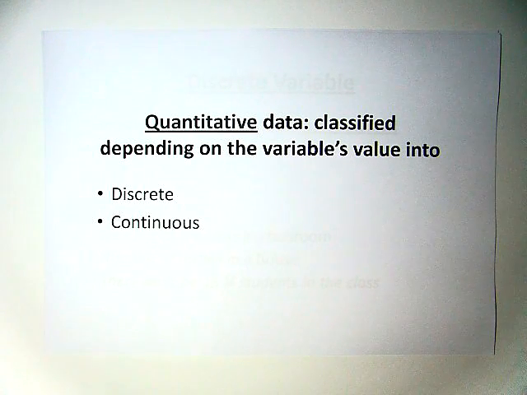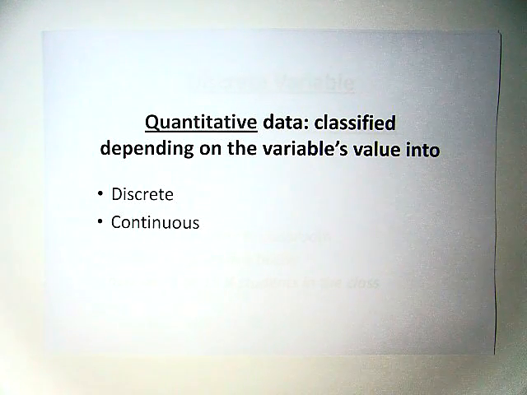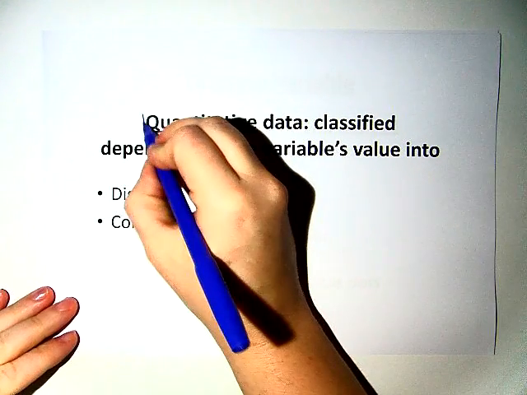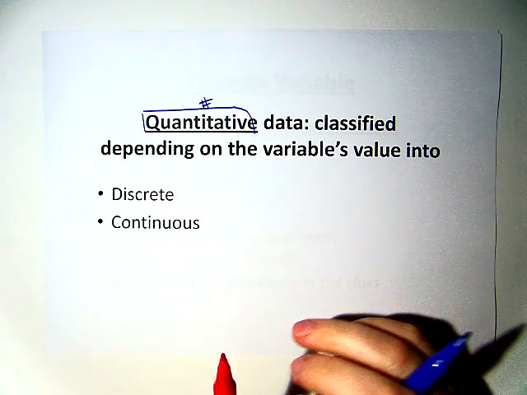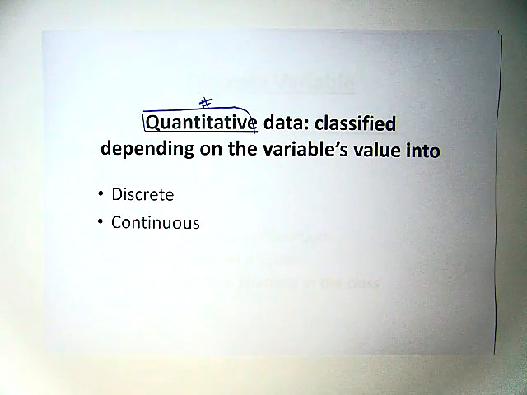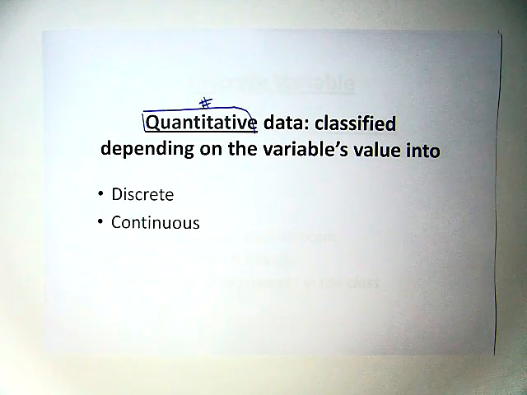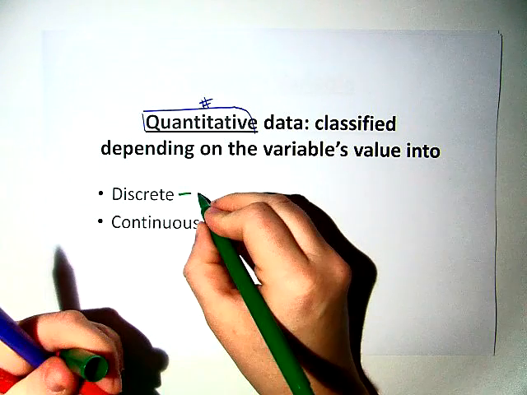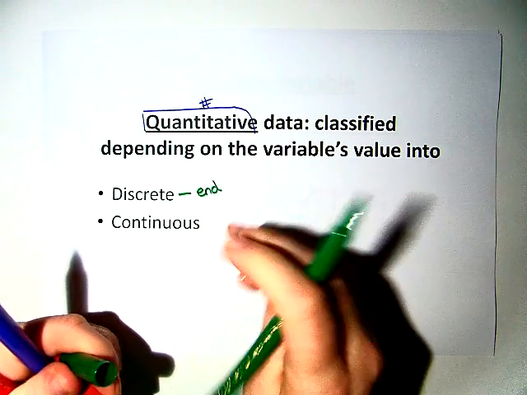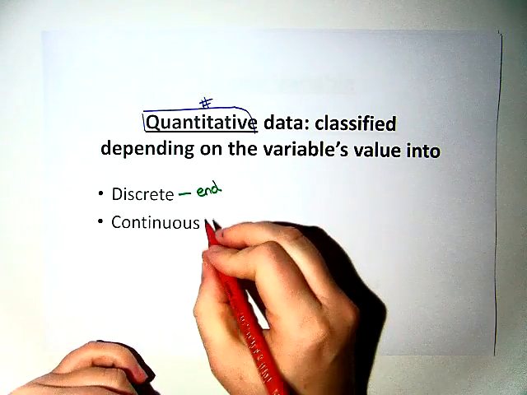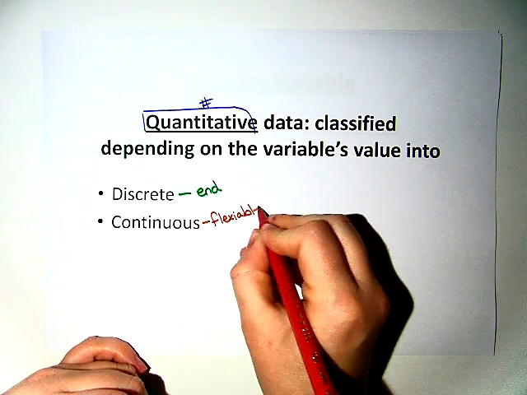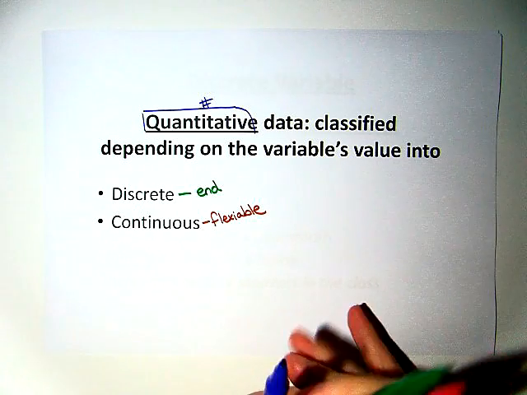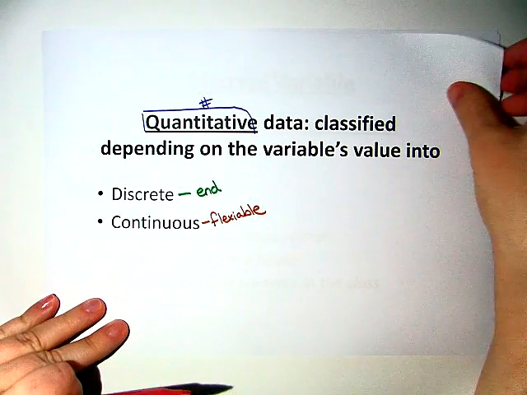Now, quantitative data, so quantitative is your numbers. Any data that deals with numbers is classified into two possible values. Discrete, meaning it has a definite end, or continuous, which means that it is flexible. Let me go through and explain what I mean using some examples.